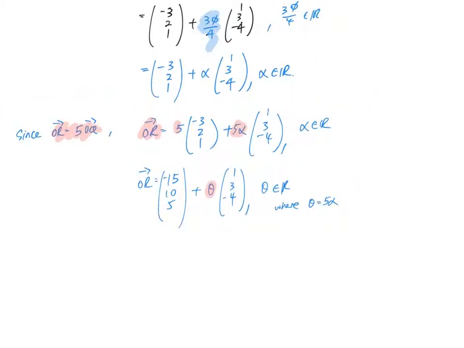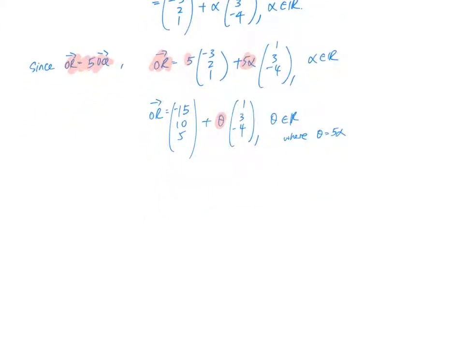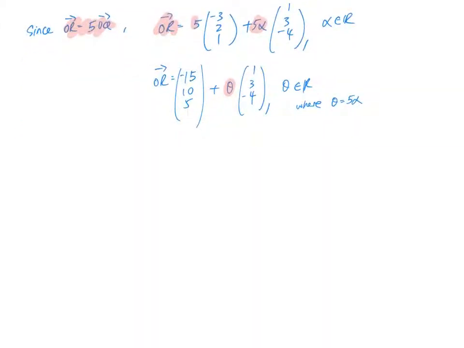With that, OR is okay. So with that, I actually showed that OR lies on this line. If you look at the format of OR, indeed OR lies on the line whose vector equation is negative 15, 10, 5 plus theta of 1, 3, negative 4, and we are actually done with part 1.